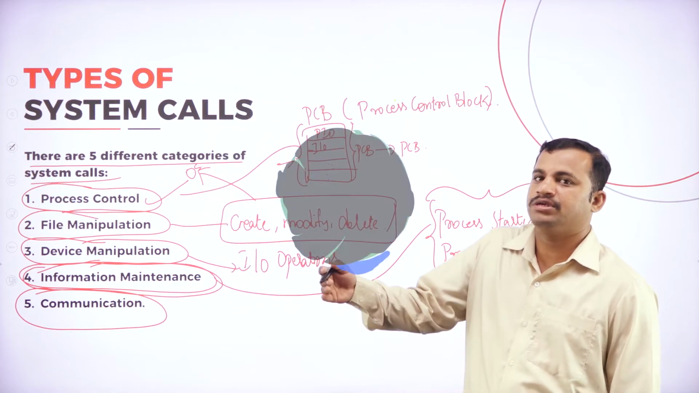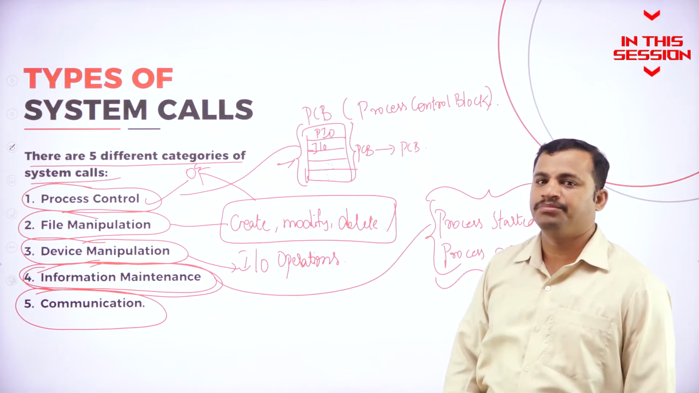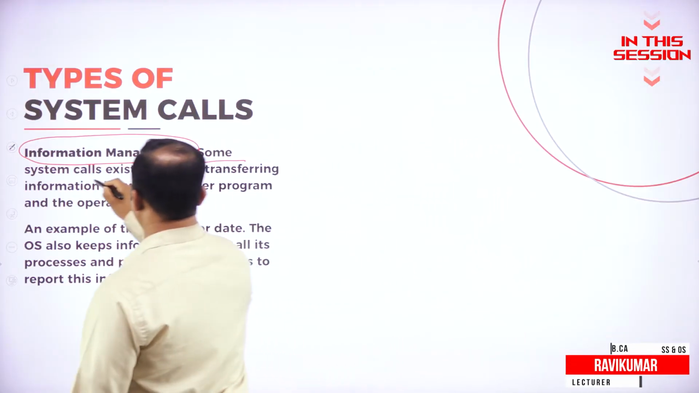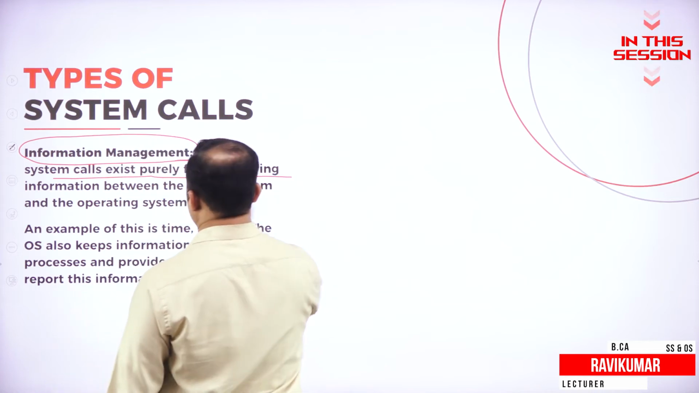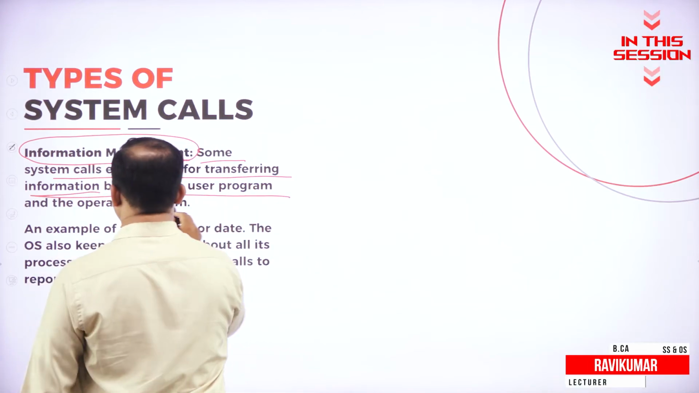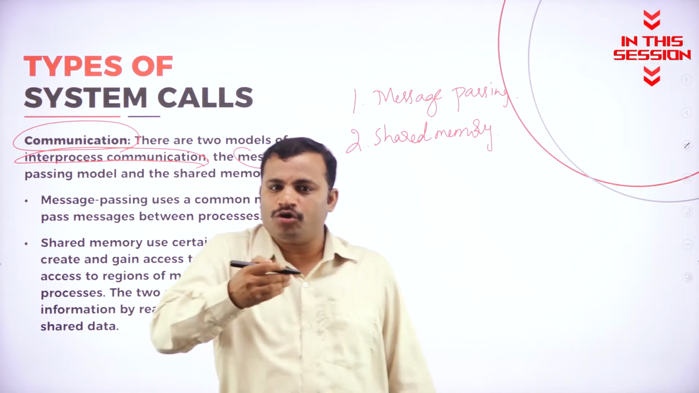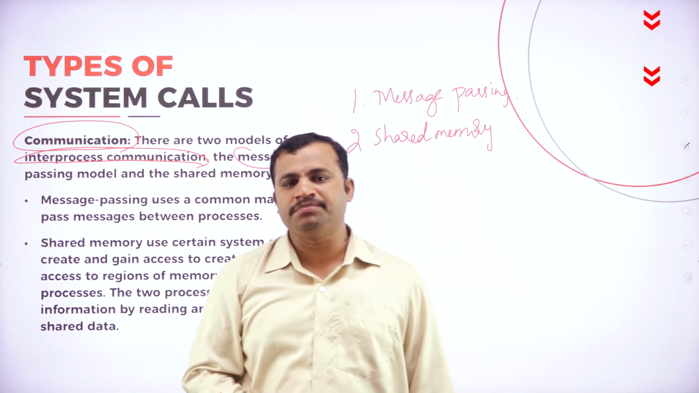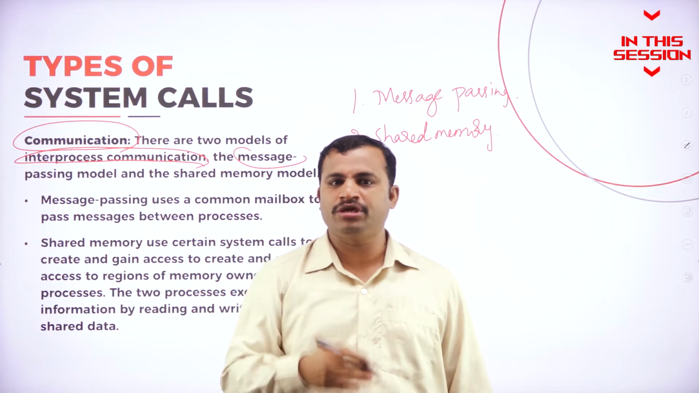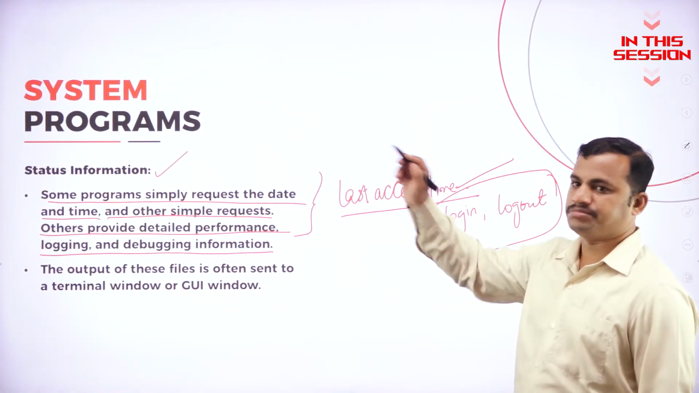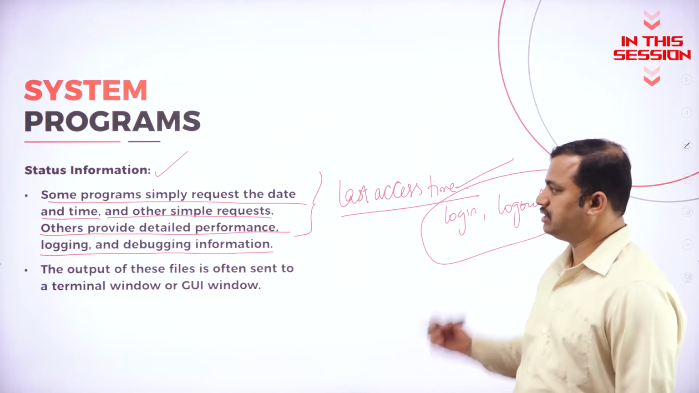If any file is to be transferred from one computer to another computer, then the operating system is the one which is responsible for that. Some of the file information, like some of the system calls, exist purely for transferring information between the user program and the operating system. What is the meaning of message passing? Suppose if I want to speak with any other person, I must have a communication medium, right? All these are certain types of information that is maintained by the operating system, that is status information.